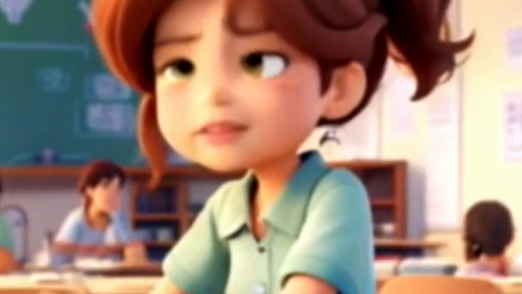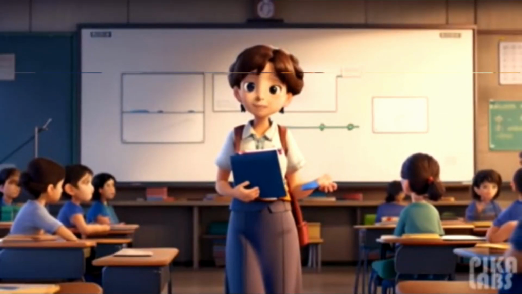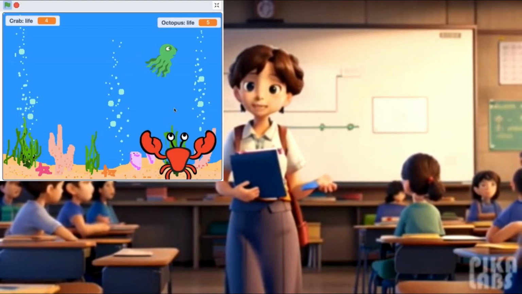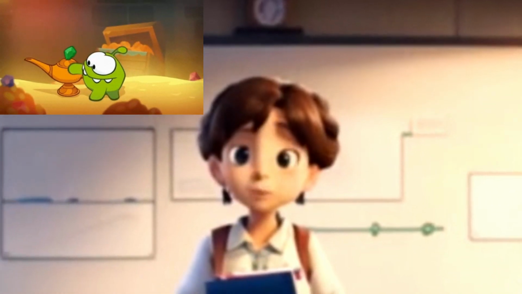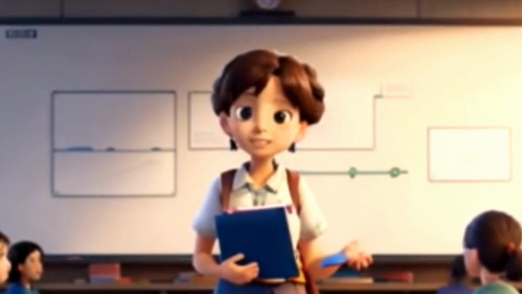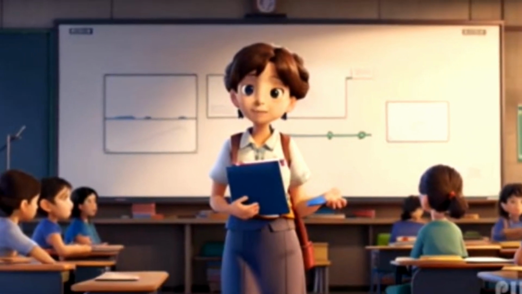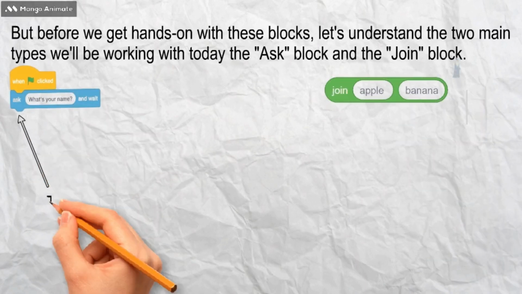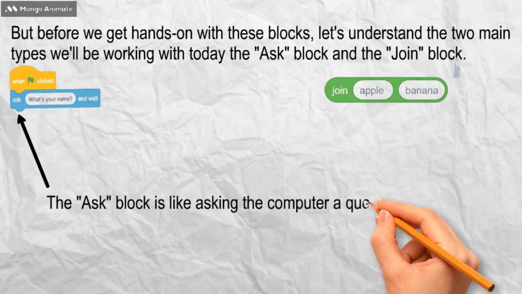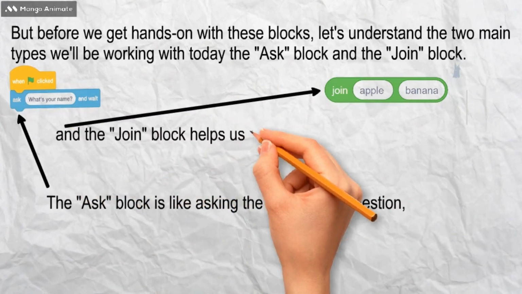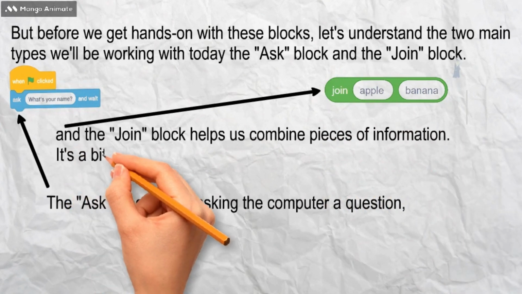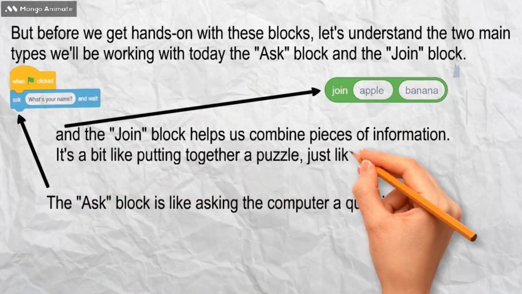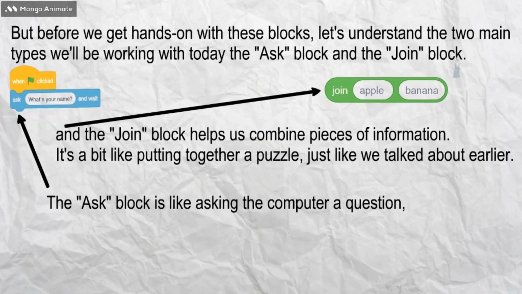Like a game? Exactly, Liddy. You can use these blocks to create games, stories, and much more. It's a bit like being a digital storyteller or a game designer. But before we get hands-on with these blocks, let's understand the two main types we'll be working with today, the ask block and the join block. The ask block is like asking the computer a question, and the join block helps us combine pieces of information. It's a bit like putting together a puzzle, just like we talked about earlier.